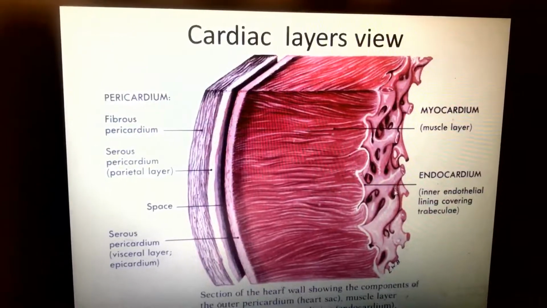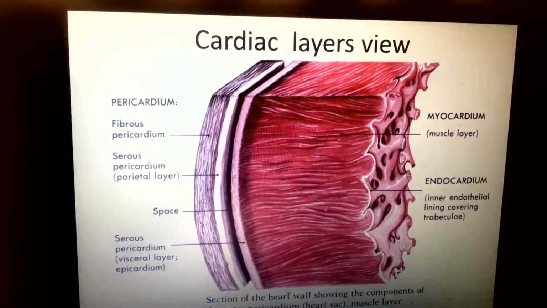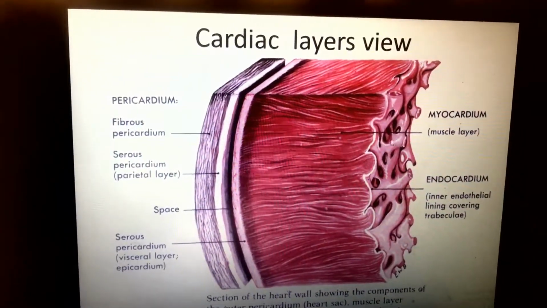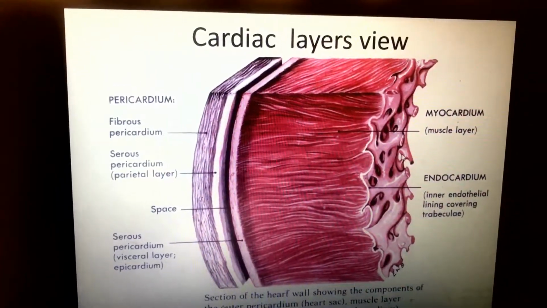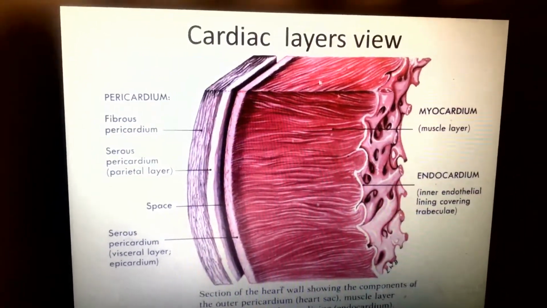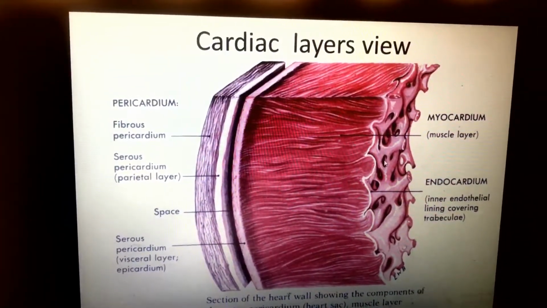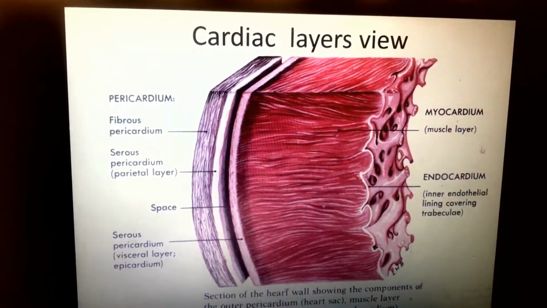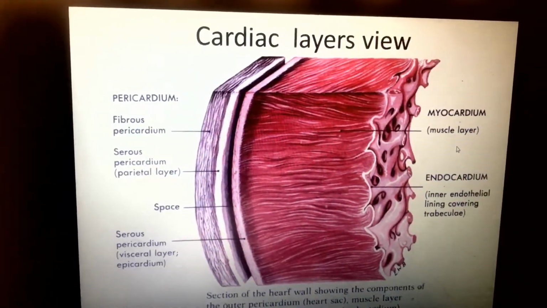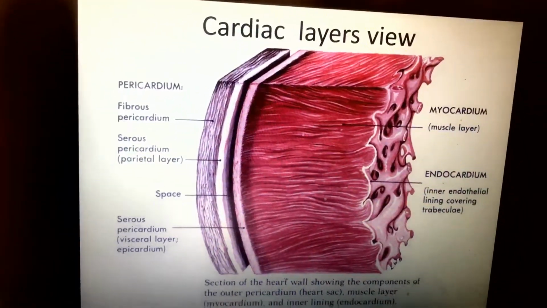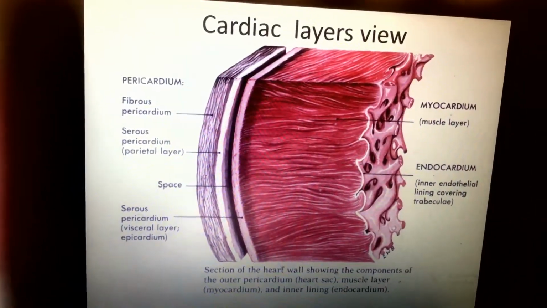Now this is the inner endothelial lining in the heart. Now you can see. So we have three important layers: pericardium, endocardium, and myocardium. The myocardium is in the center now. It is a muscle layer and responsible for heart contraction.